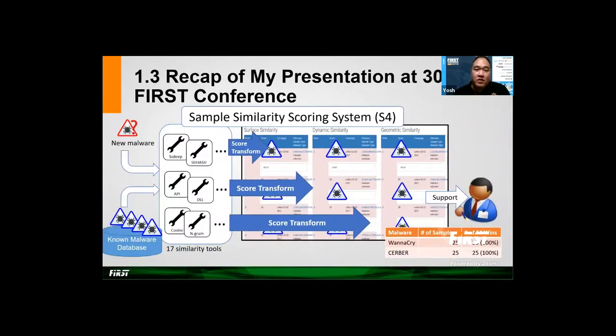This diagram is the structure of a system in my presentation 3 years ago. I developed the Sample Similarity Scoring system, S4, which determines the most similar known malware pieces for new malware. This tool divides the 17 similarity tools into three categories: surface, dynamic, and geometric. It integrates the similarity scores using score transformation in each category, and outputs the result in a ranking format. I talked about the effectiveness of multidimensional evaluation by integrating malware similarity tool scores. S4 succeeded in clustering pieces of malware as malware families effectively and supported malware analysts by reducing analysis time.